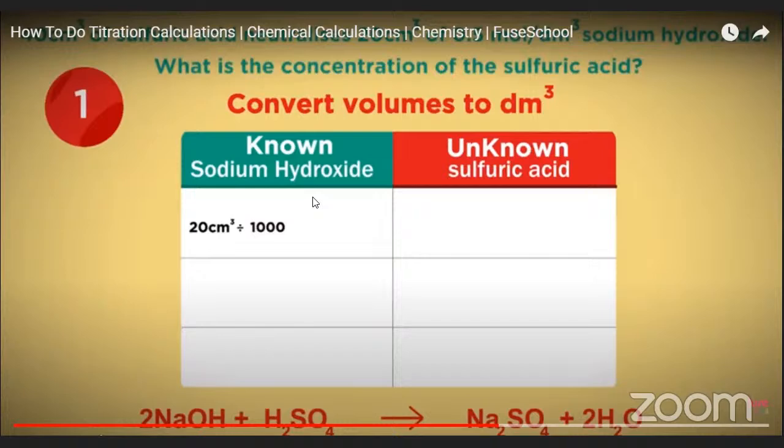So we are calculating the moles of sodium hydroxide here. We have the volume, 20 cubic centimeters, which we can convert into decimeters cubed by dividing by 1,000. And then we have its concentration, also given here, 0.5 moles per decimeters cubed. I got 0.01 moles. 0.01 moles. Okay, that's good.